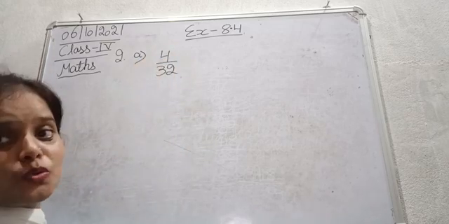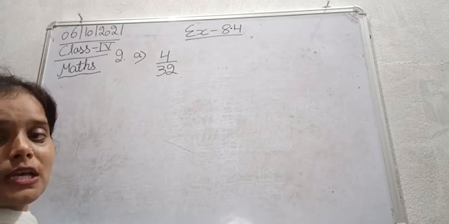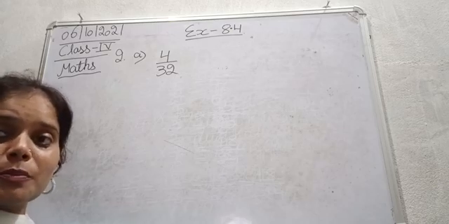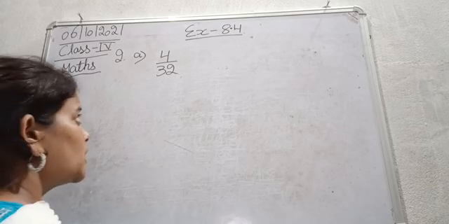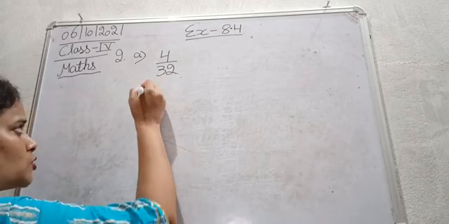So now I am using the division method for this. अभी तक हमने multiplication से किया. Now I'll tell you how you can find the equivalent fraction by using division. So देखिए, here we are having 4 upon 32.